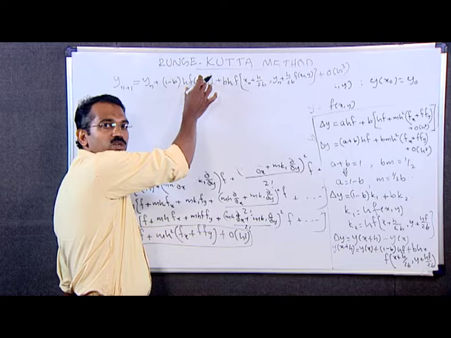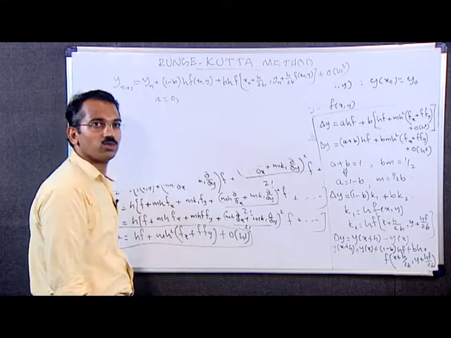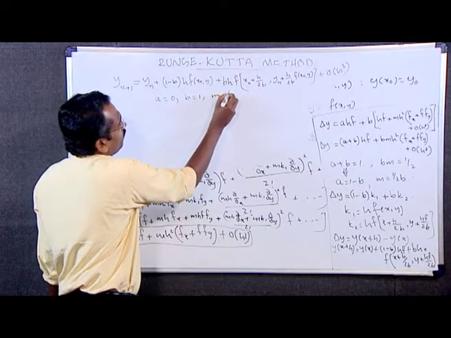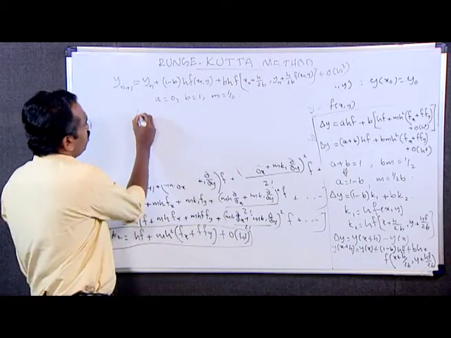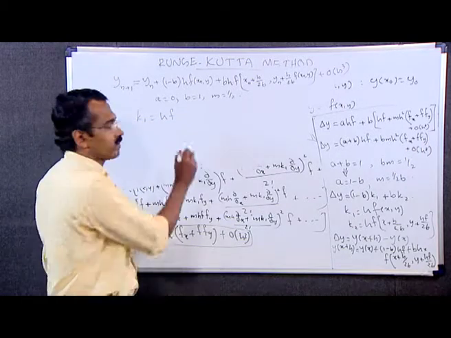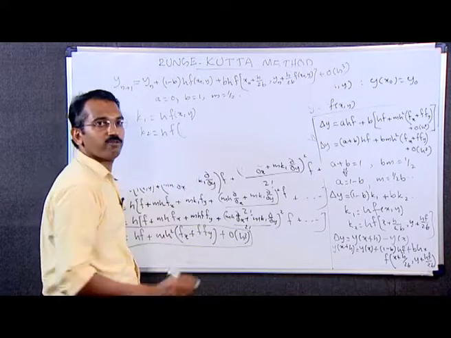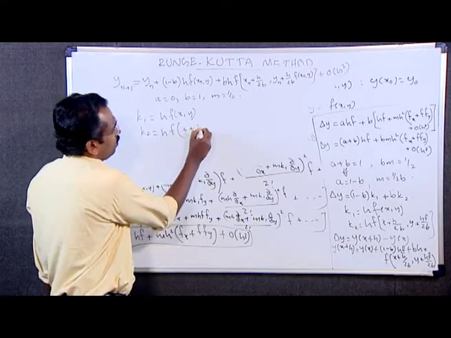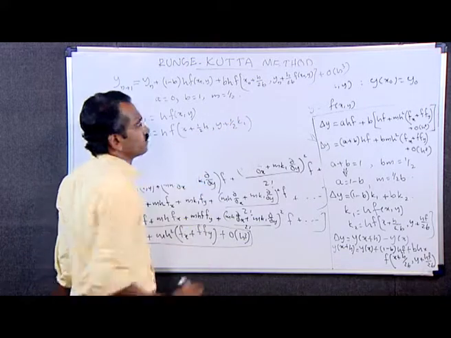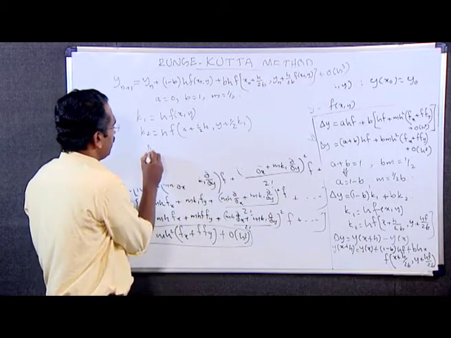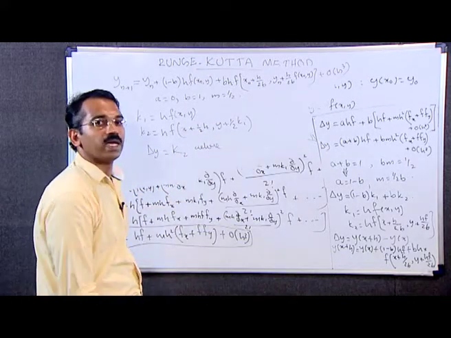From this general second order Runge-Kutta formula, if we set A is equal to 0, B is equal to 1 and M is equal to 1 by 2, we obtain the second order Runge-Kutta algorithm as K1 is equal to h into f of x comma y, K2 is equal to h into f of x plus 1 by 2h comma y plus 1 by 2 K1, and delta y is equal to K2, where h is delta x.